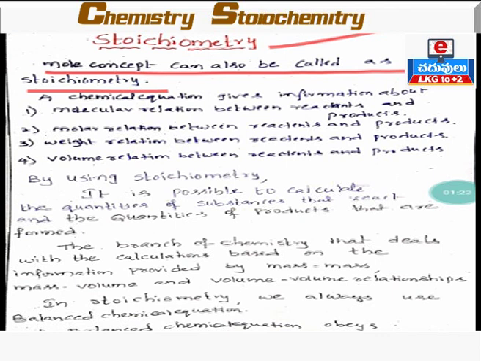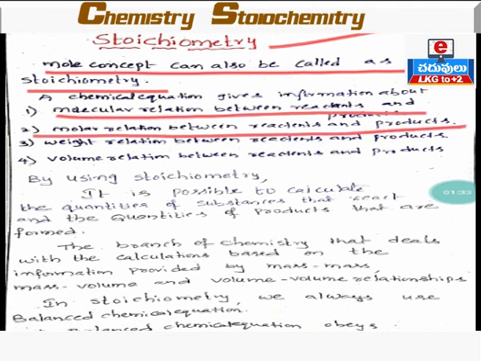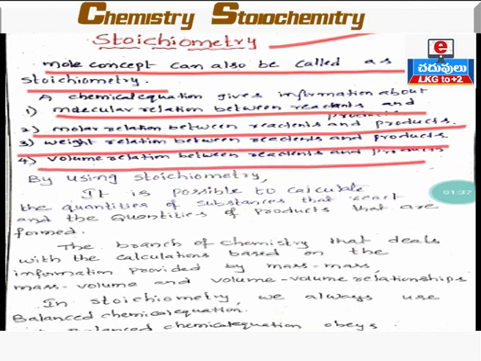We all know that a chemical equation gives information about the molecular relationship between reactants and products, the molar relationship, the weight relationship, and the volume relationship between reactants and products. We have seen these relations by using chemical equations in earlier classes, with some examples of how to write molecular relation, molar relation, weight relation and volume relation.